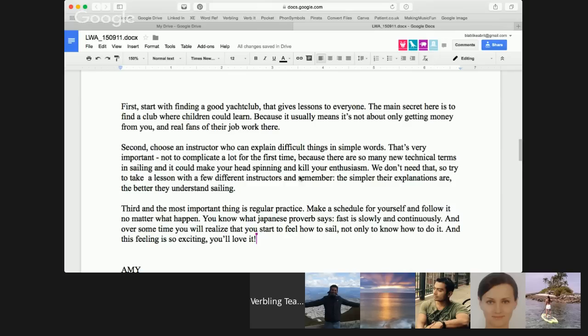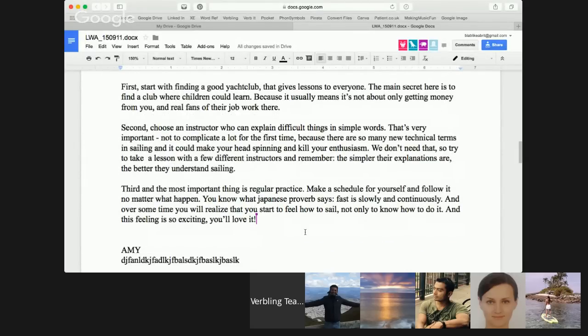Second, choose an instructor who can explain difficult things in simple words. That's very important, not to complicate a lot for the first time, because there are so many new technical terms in sailing, and it could make your head spin and kill your enthusiasm. We don't need that, so try to take a lesson with a few different instructors, and remember, the simpler the explanations are, the better they understand sailing.